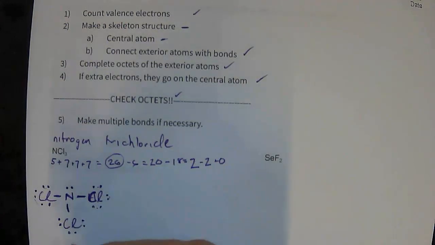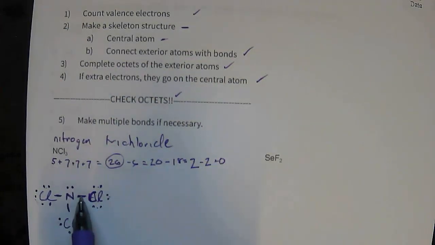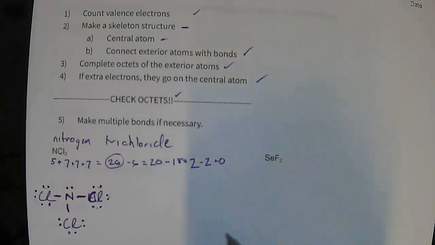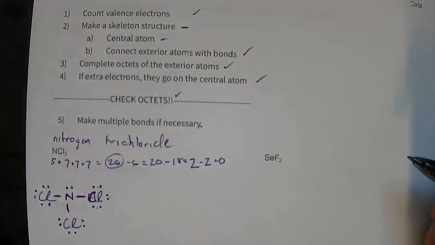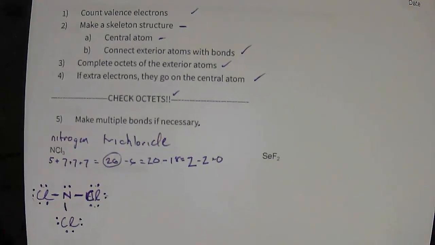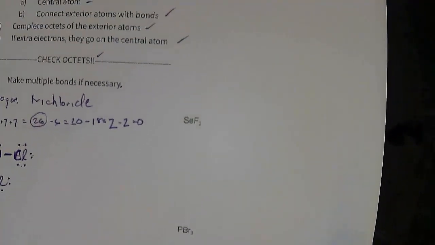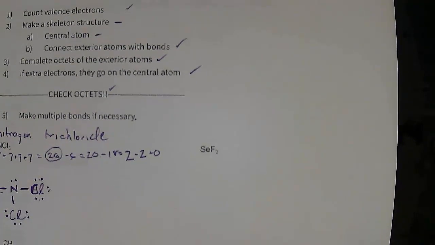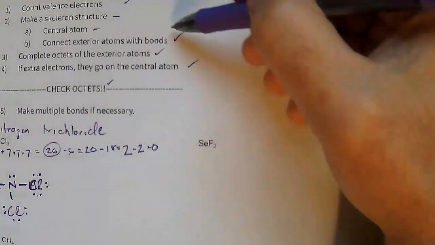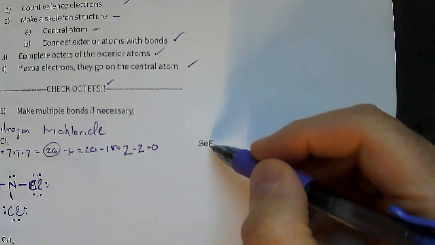So we know the exterior atoms already have octets. But now we check the central atom. So 2, 4, 6, 8. That checks off. So now we don't need to do number 5. Now we can do the same thing. We can follow the same steps. See if I can get it in the picture here. We're going to follow the same 5 steps using this.